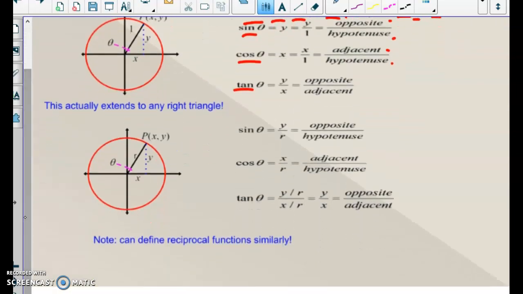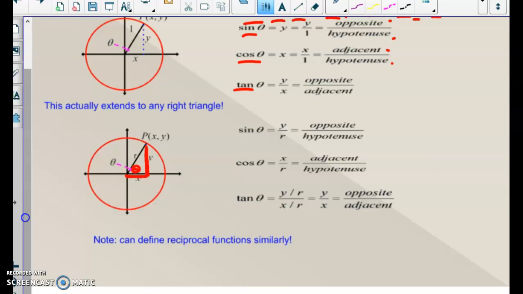So let's talk about how this works with the unit circle and the trig. So there's our theta, and the x value is how far over this way, and the y value is how far it goes that way.